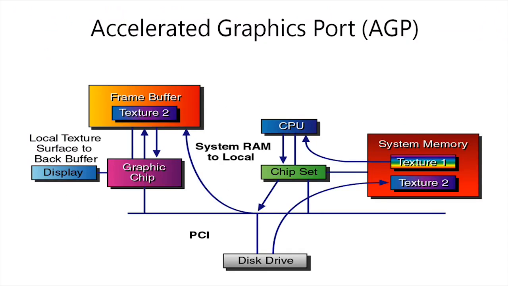And then we talked about the AGP, the Accelerated Graphics Port. What is that all about? We have local texture surface to back buffer. We have a graphics chip, so those are terms specific to graphics. We have texture 2, system RAM to local, CPU, chipsets, disk drive, PCI bus, system memory, texture 1 and texture 2. There's a lot of stuff going on here, all kinds of information to represent the little pixels that you see on the screen and how to map things and abstract them so that they can understand it and talk to it and get a process. It's not simple stuff to understand.